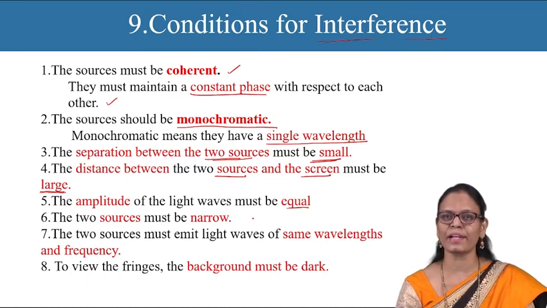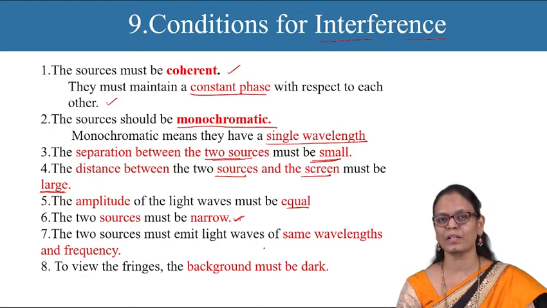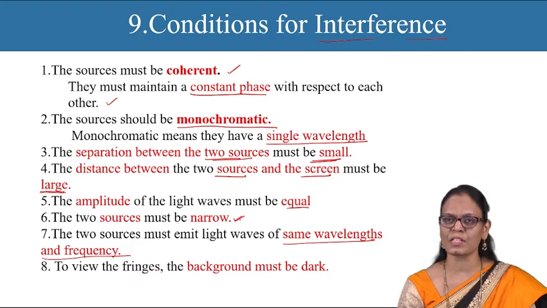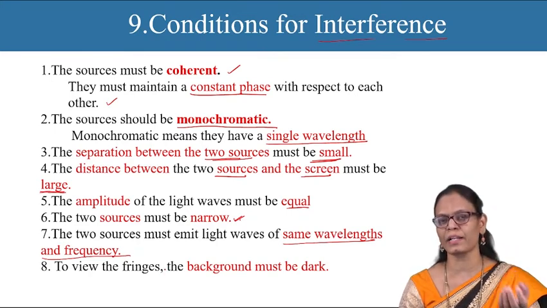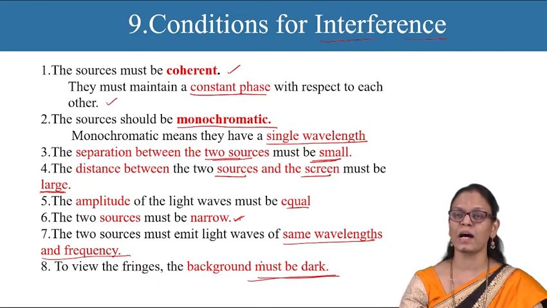Then the amplitude of the light waves must be equal. So we are taking two light waves which are superimposing on each other. Then their amplitudes must be the same. Then the two sources must be narrow. So they should be very narrow slits. Then the two sources must emit light waves of same wavelength and same frequency. So this is the first condition for superimposition we have seen in interference. Then to view the fringes clearly, if you have to view these bright and dark fringes clearly, the background must be dark. So all these are the conditions for sustained interference.